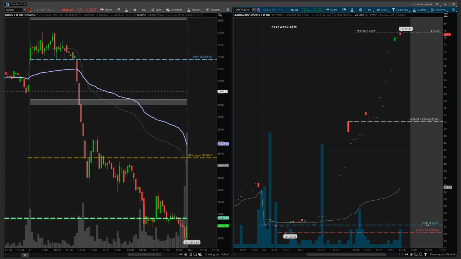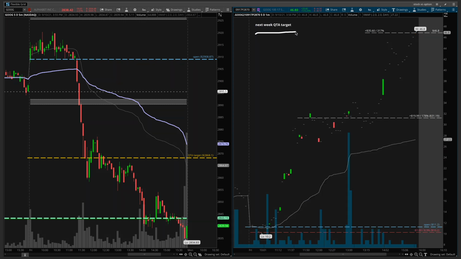Now the next week at the money option, $22. By the time the market closed, $73. So almost a 250% increase in P&L. Obviously a much more costly option to go for, but a little bit safer because it's not going to expire in the same day. Here goes the Quant Trading App target.